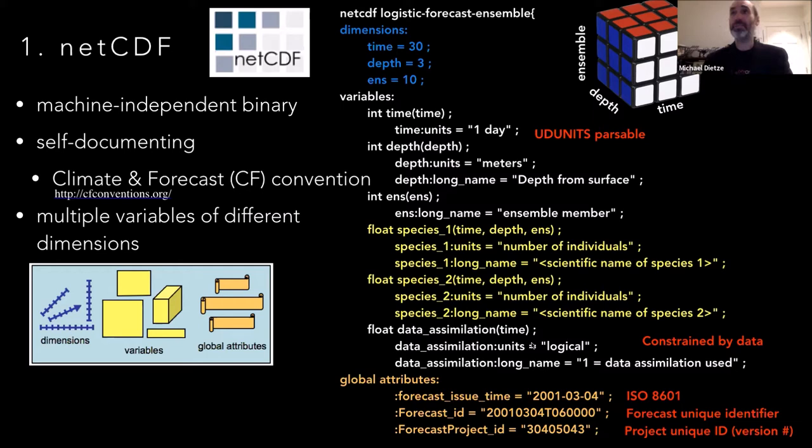And finally, we're asking users to provide a few additional pieces of metadata, including the forecast issue time, so when was the forecast made, a unique identifier for that specific forecast, and then a unique identifier for the project itself that would stay the same over multiple iterative rounds of forecasts, provided that the model itself has not changed or the workflow supporting it has not changed. If you were to, say, update the model version, you want to update that project ID.